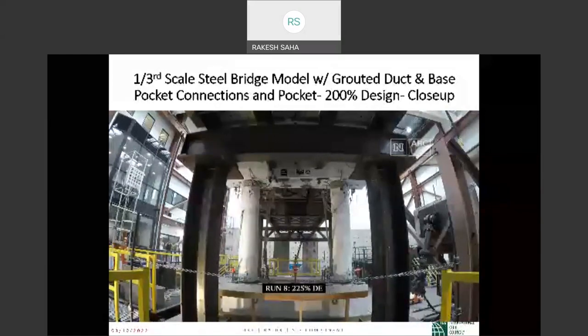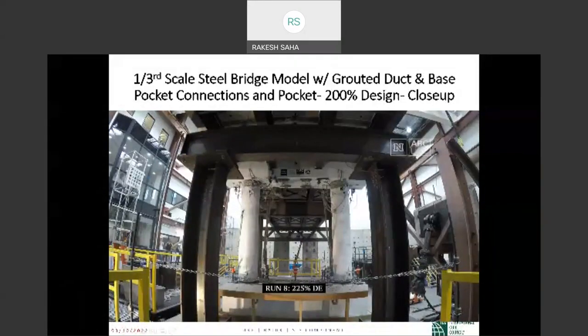So again, this was twice the design, more than twice the design earthquake intensity. Also in another bridge, so these bridges, they're one-third scale two-span bridges, so they're as real as it gets.